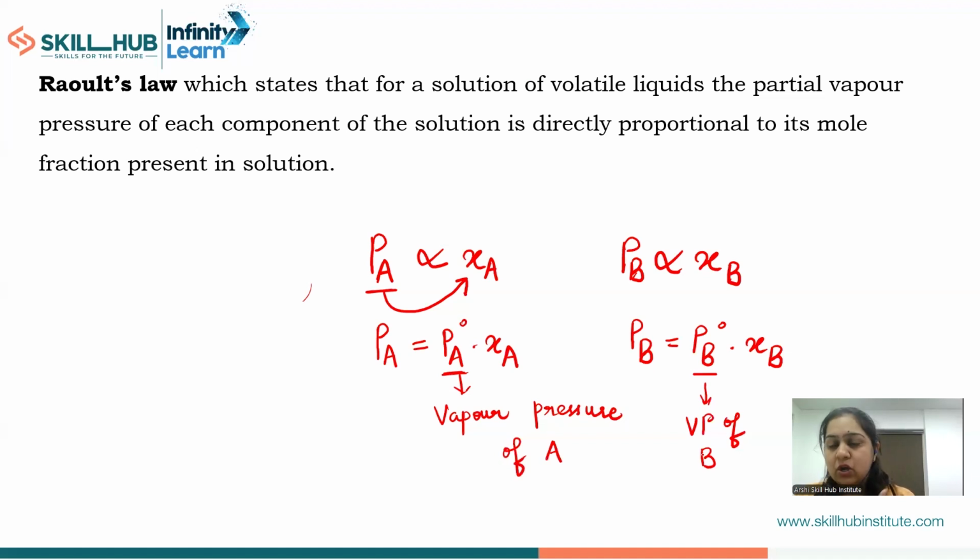Till now we have understood what vapor pressure is, what the factors affecting vapor pressure are, and what Raoult's law is. Raoult's law states that whenever we have a solution made up of two volatile components, there will be a vapor pressure of A and a vapor pressure of B. The pressure exerted by A is called the partial vapor pressure of A, and it is directly proportional to the mole fraction of A. Similarly, the partial vapor pressure of B is directly proportional to the mole fraction of B. Now let us see how we solve it and get an equation.